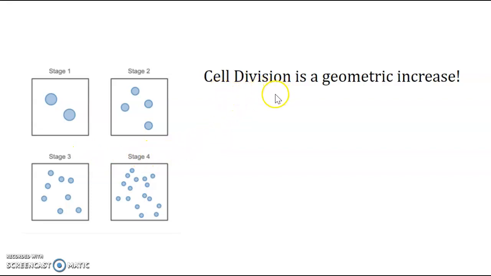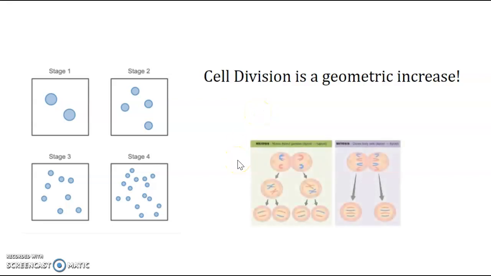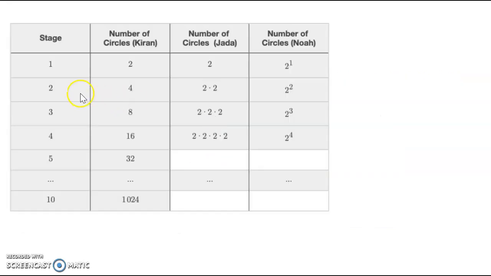Cell division is a geometric increase. So in your biology class, when you learned about mitosis and meiosis, cell division is an example of a geometric sequence where it is multiplying by 2. So they're each multiplying by 2. That's how the cells divide, right? So in this case, you're trying to find the missing number. How would you do that?